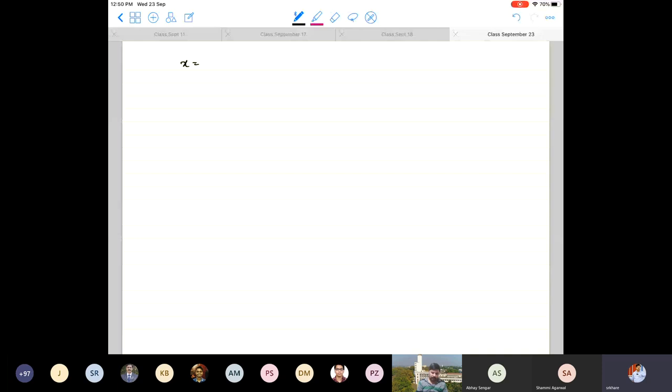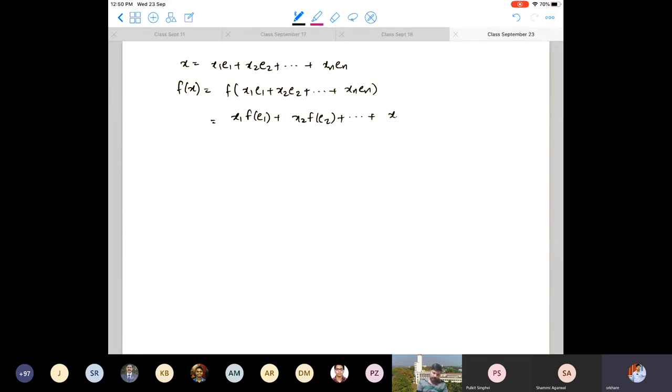So what you are suggesting is x1 e1 plus x2 e2 plus xn en, right? That's how you can write it. Then I consider f of x, which is the same as f of x1 e1 plus x2 e2 plus so on plus xn en. And because of the superposition principle that f will satisfy, because f is a linear function, this will be x1 f(e1) plus x2 f(e2) plus so on plus xn f(en). Is that right? Because f is linear, that is known to me. So because of linearity of f, this is what I get.